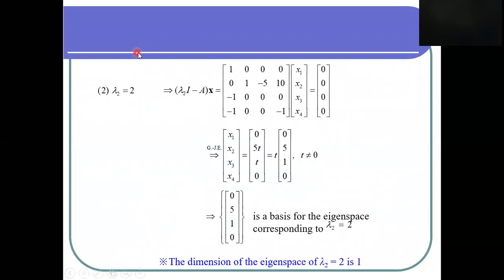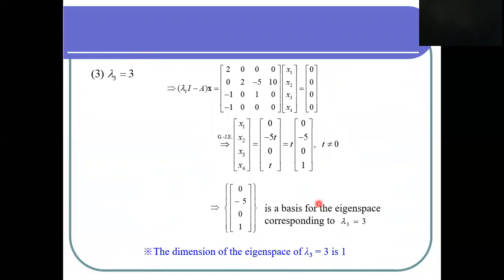If we take lambda equal to 2, you can see over here we have only one free variable. In that case, the basis for lambda equal to 2 is this column vector, and it has only one vector. So the dimension of the eigenspace of lambda equal to 2 is 1. Likewise, for the last eigenvalue we have only one free variable, and this column vector is the basis of the eigenspace corresponding to lambda equal to 3. Here we have only one column vector, so we can say the dimension of the eigenspace of lambda equal to 3 is again 1.